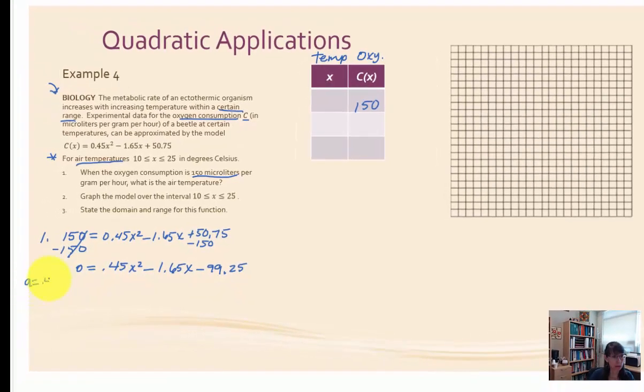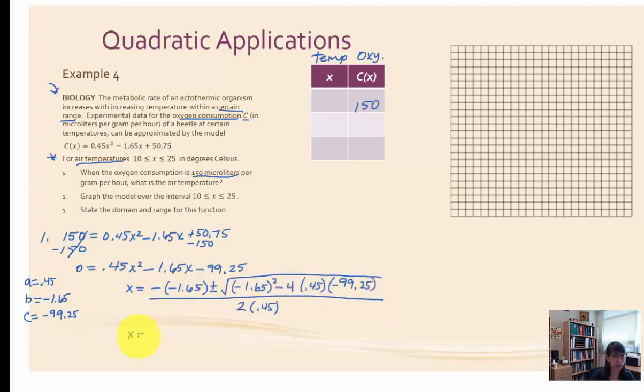So a is 0.45, b is negative 1.65, and c is negative 99.25. Substituting into the quadratic formula, negative b plus or minus the square root of the quantity b squared minus 4 times the a value multiplied by the c value, and all of those terms are divided by 2 times a. So when we simplify, negative times negative would be positive 1.65 plus or minus these terms under the radical.